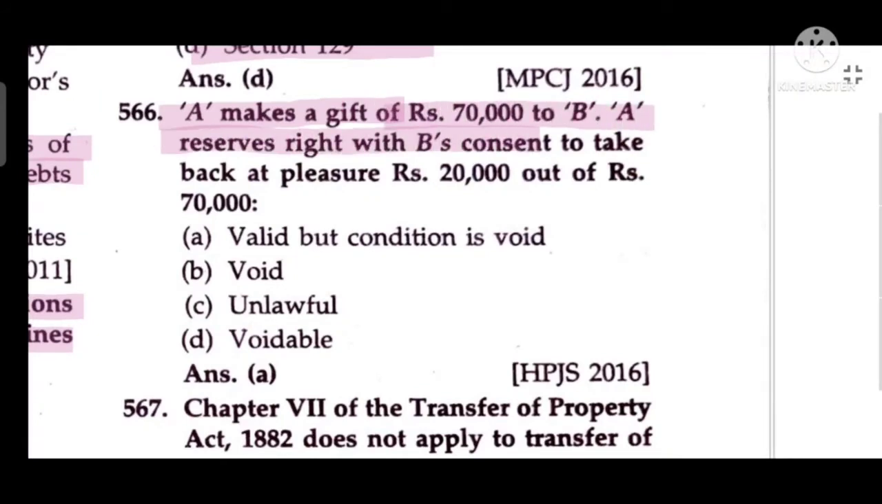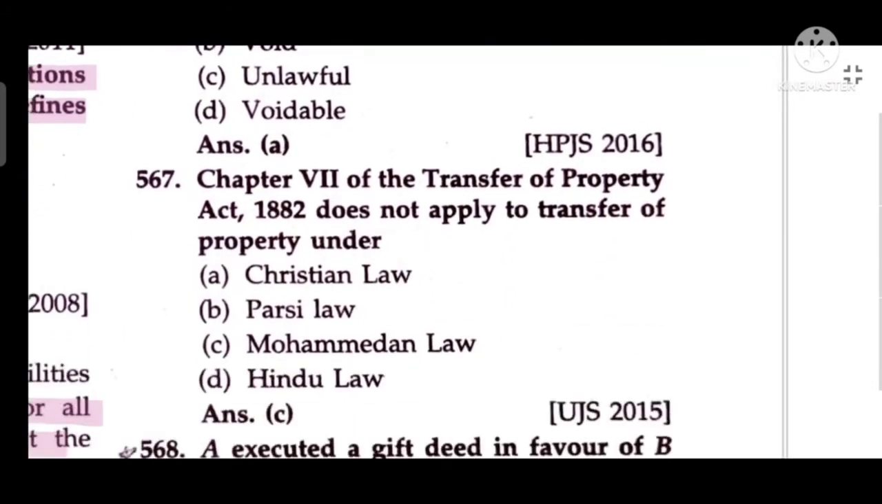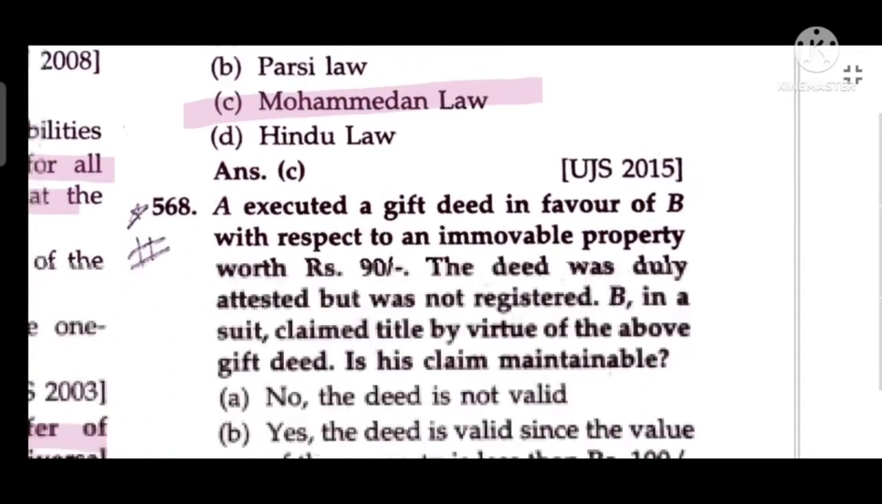A made a gift of 70,000 to B. A reserved the right, with B's consent, to take back at pleasure 20,000 out of the 70,000. Valid, but the condition is void. Chapter 7 of the Transfer of Property Act does not apply to the transfer of property under Mohammedan law.